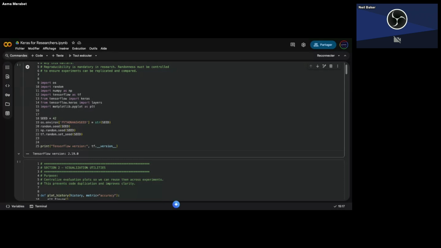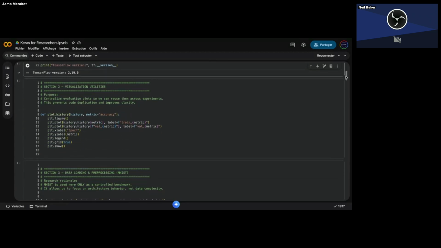What we mean by reproducible experiments is that when we use this code again on the same data, we should have the same results. And this is something mandatory in research. Without it, results cannot be scientifically validated. Then for the visualization utilities, here we create a reusable plotting function. This function is to track training and validation curves.